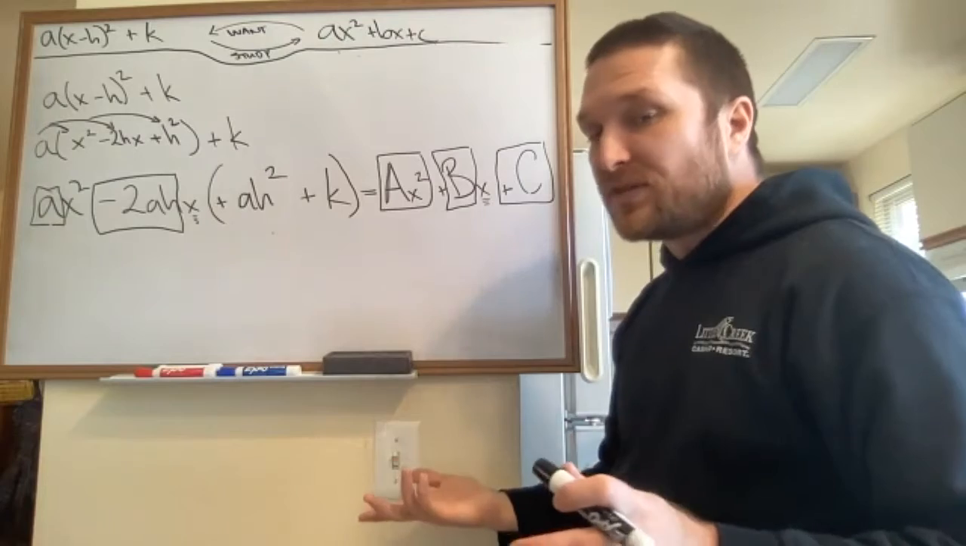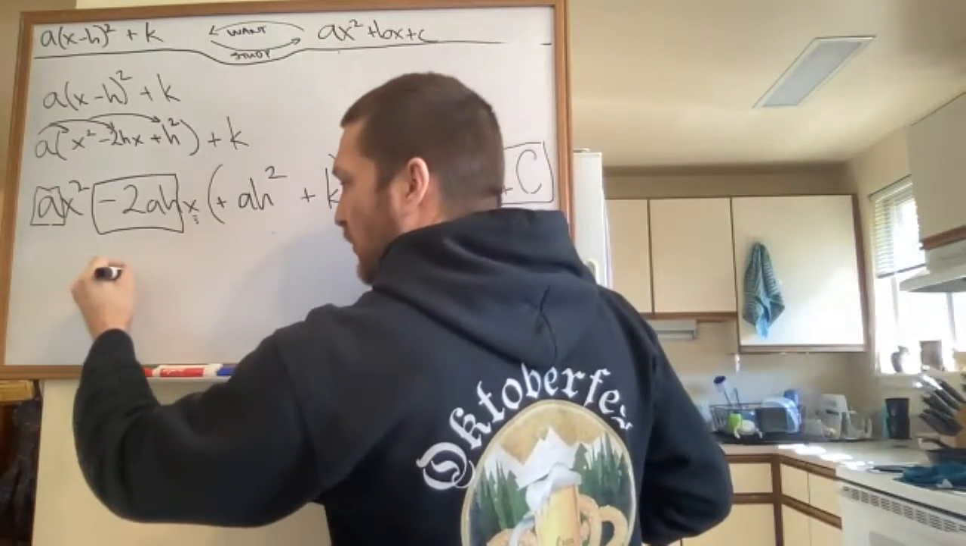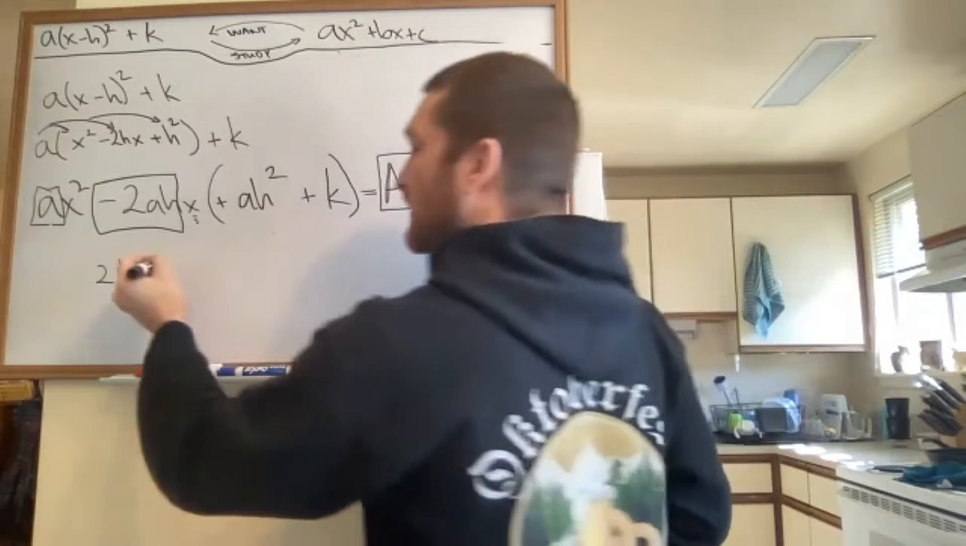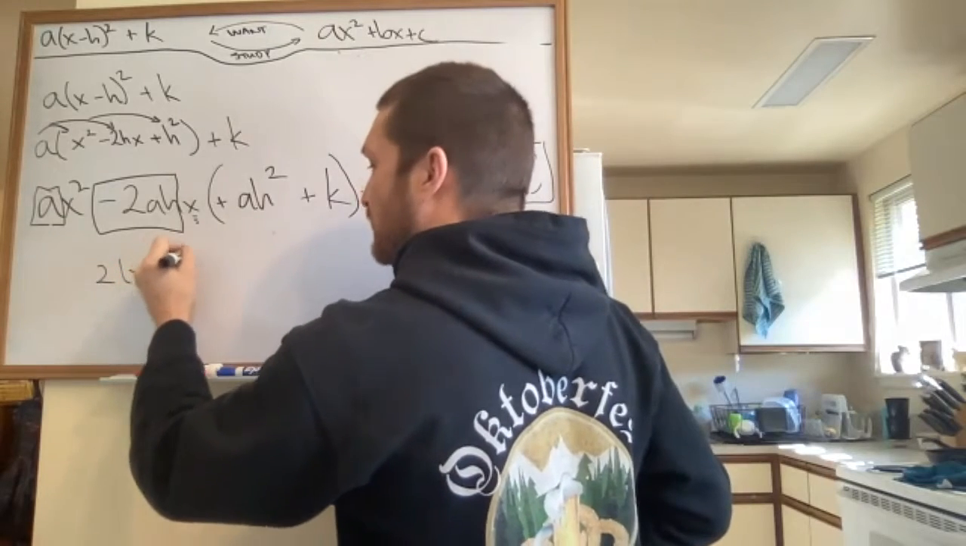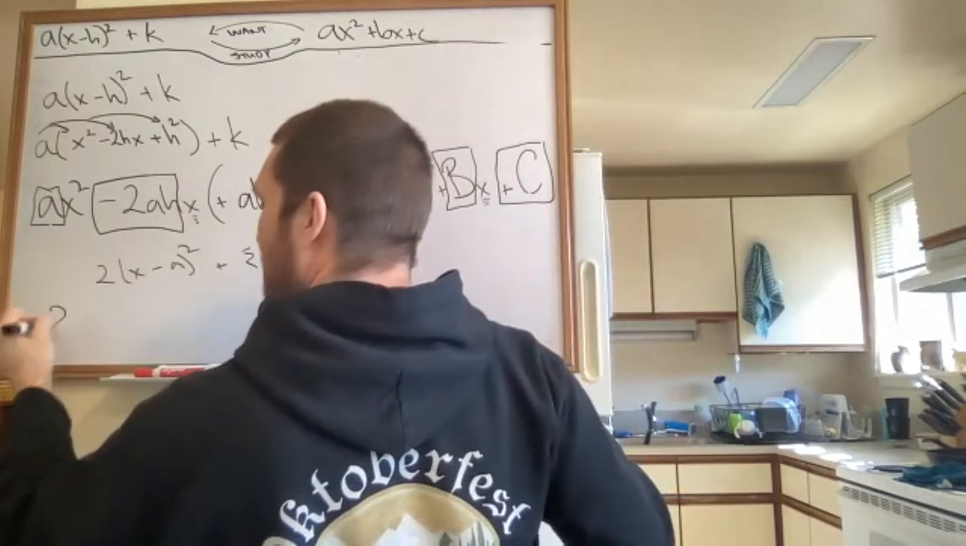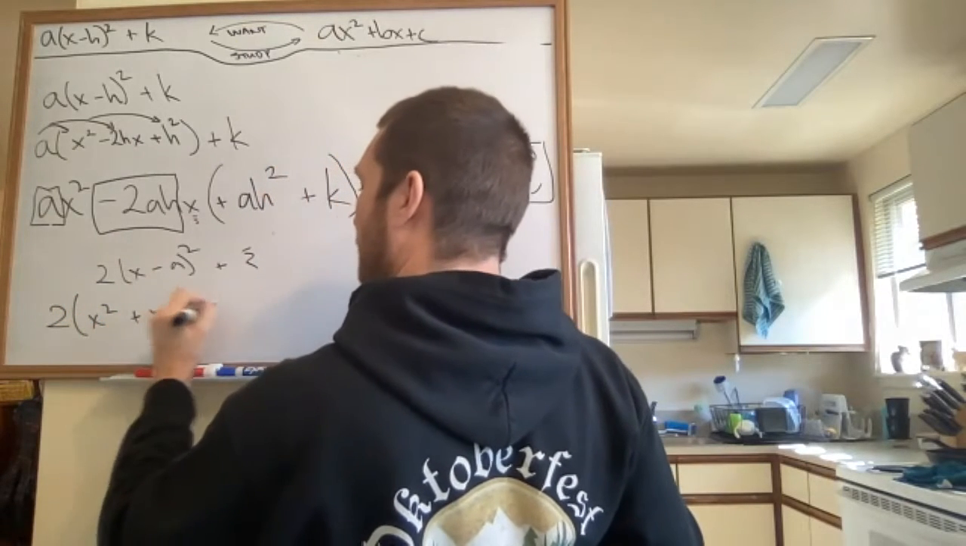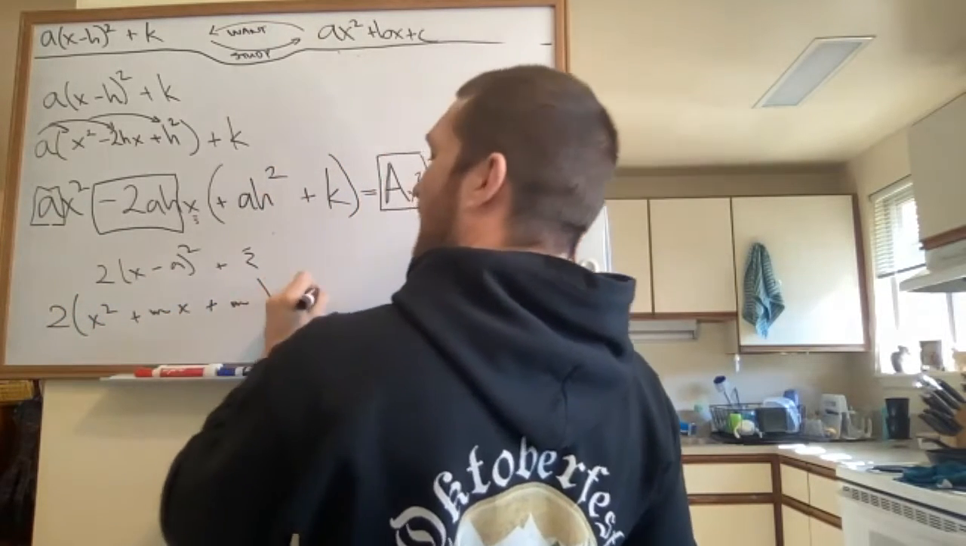That's kind of like what we saw when we did that last example: if you have a 2x, whatever it was, minus stuff squared plus some other stuff, when you multiply this out, you get x squared plus some stuff, x plus some stuff, and so on.